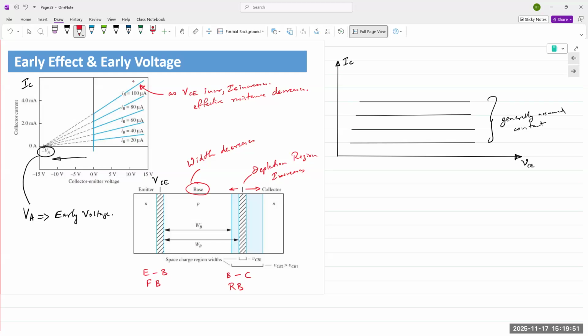And so the collector current effectively increases, base current kind of decreases, and we say effective output resistance is also decreasing. And this kind of places an upper limit on the amplifier performance. So if you're using BJT as an amplifier, that puts an upper limit on the performance of a BJT amplifier. And that's why the early effect and early voltage are taken into account when you're designing a BJT. Okay, that's what the early effect is.